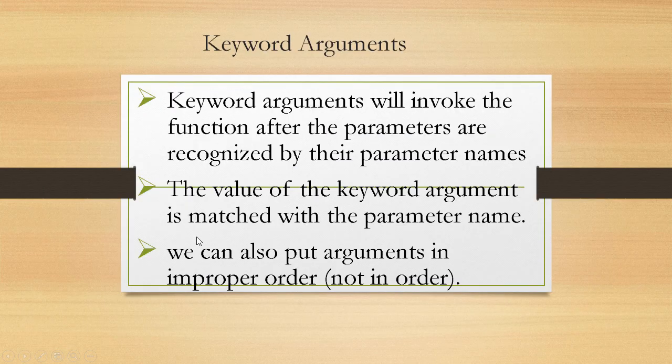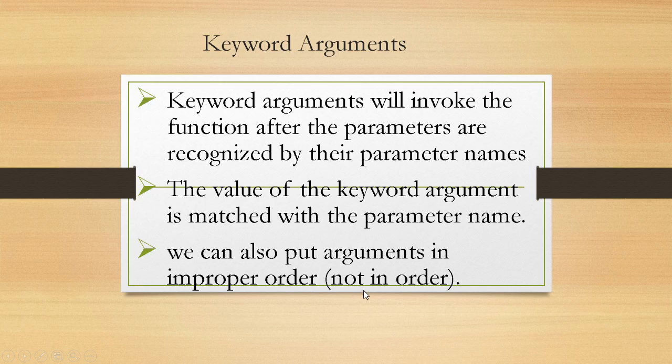Next one is the keyword arguments. Keyword arguments will invoke the function after the parameters are recognized by the parameter names. The value of the keyword argument is matched with the parameter name. We can also put the arguments in improper order, that means not in order.